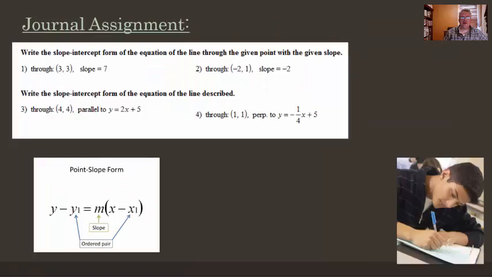All right, time for your journal assignment. So on here, on the first two, use the point-slope form, y minus y1 equals m times x minus x1, to write equations with these points passing and with those slopes. Then, for number 3, write the equation of a line through this point parallel to that line. And number 4, write an equation through this point and perpendicular to that line. Good luck.